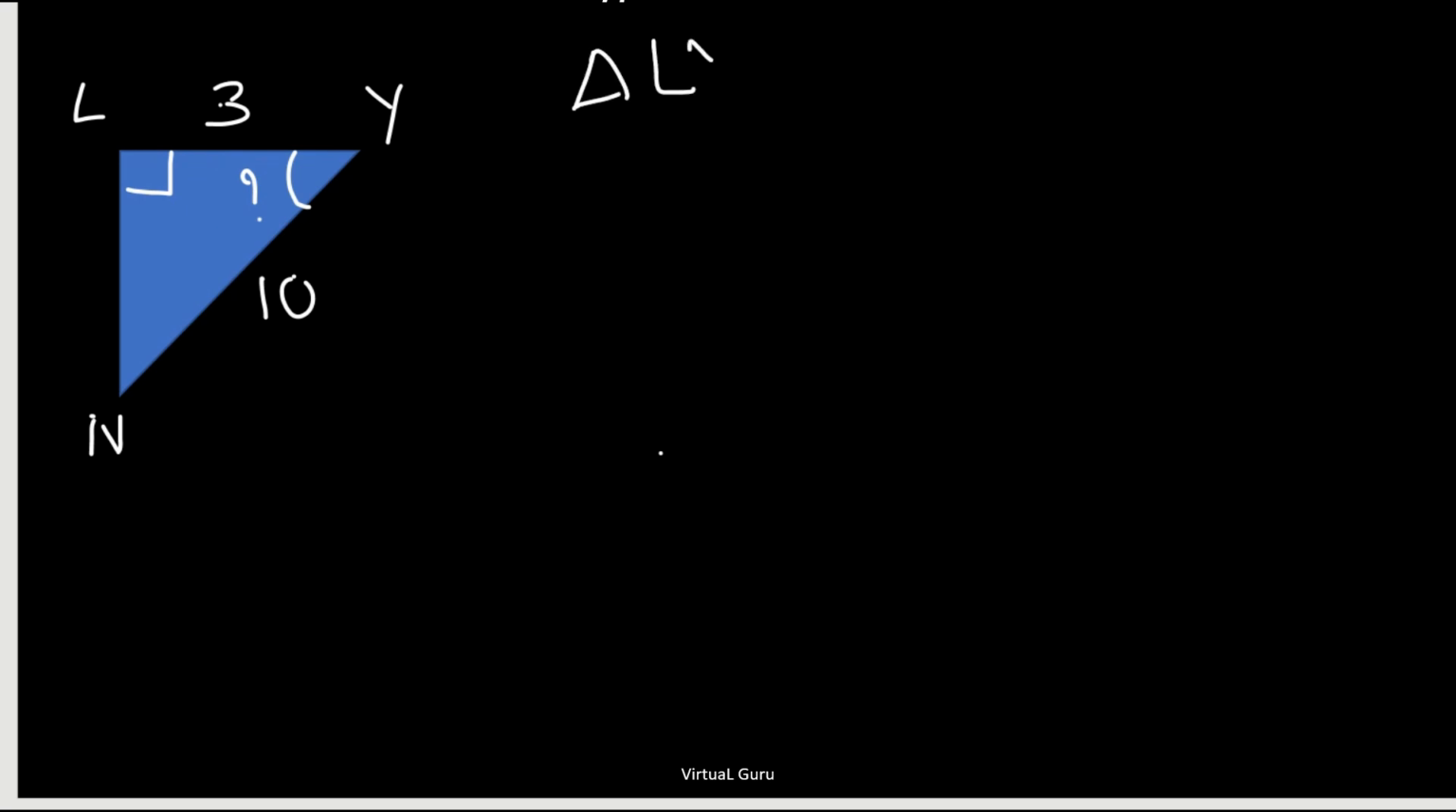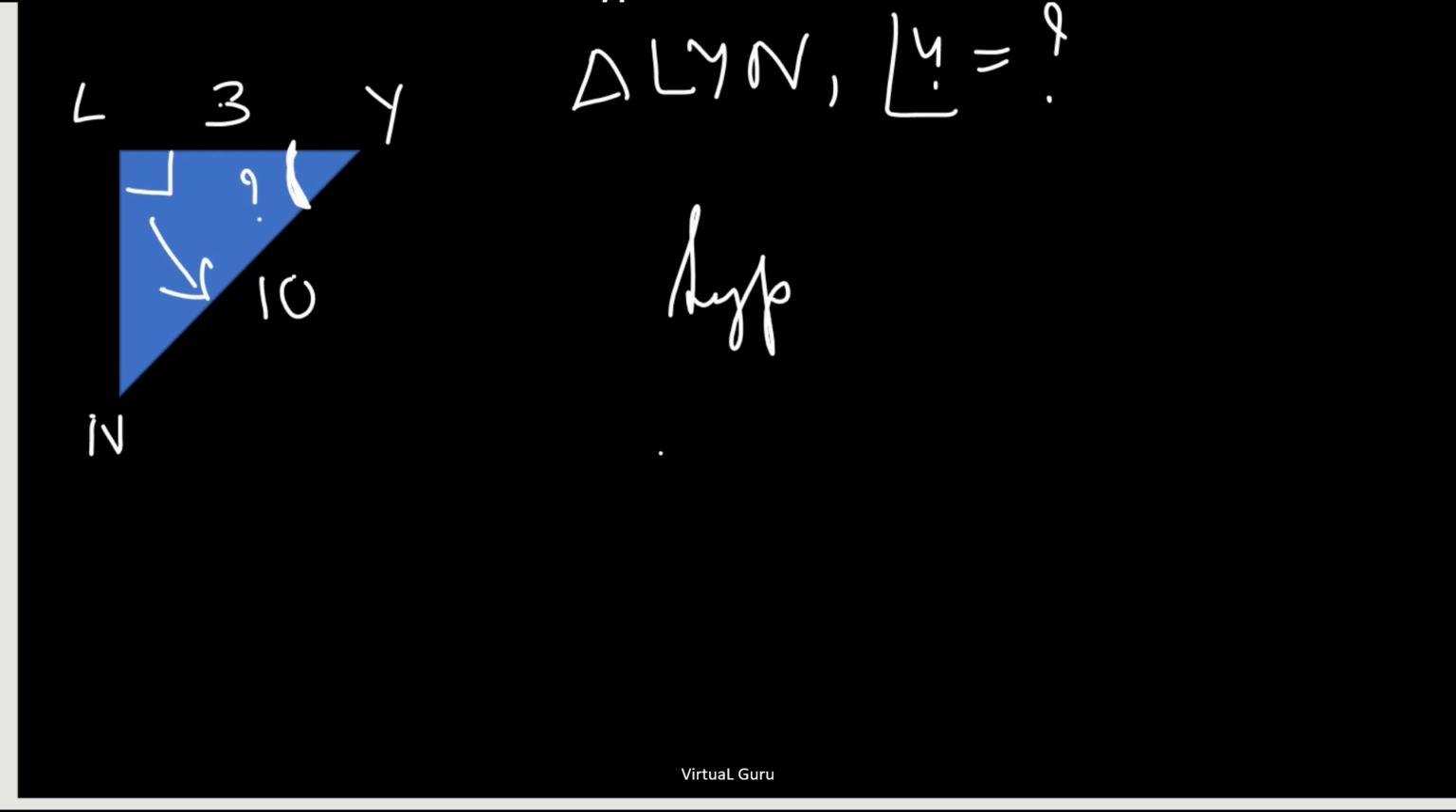Here it is triangle LYN. We have to find Y. So Y is our angle which is to be found, and with respect to angle Y, what is given is hypotenuse, and what is given is adjacent. Obviously, opposite side is not given, adjacent is given. So adjacent and hypotenuse, which is the equation which has these two sides? That will be cos. So we have to find cos of Y.